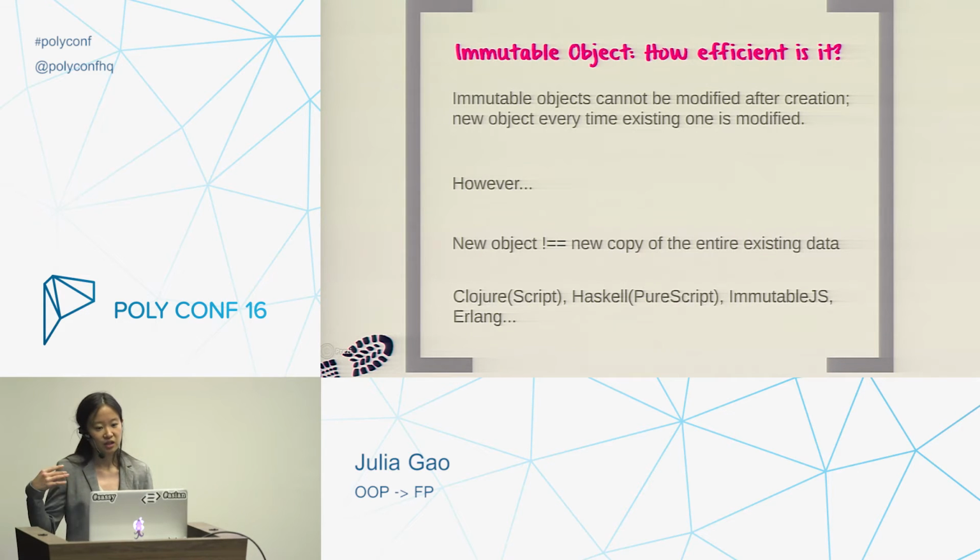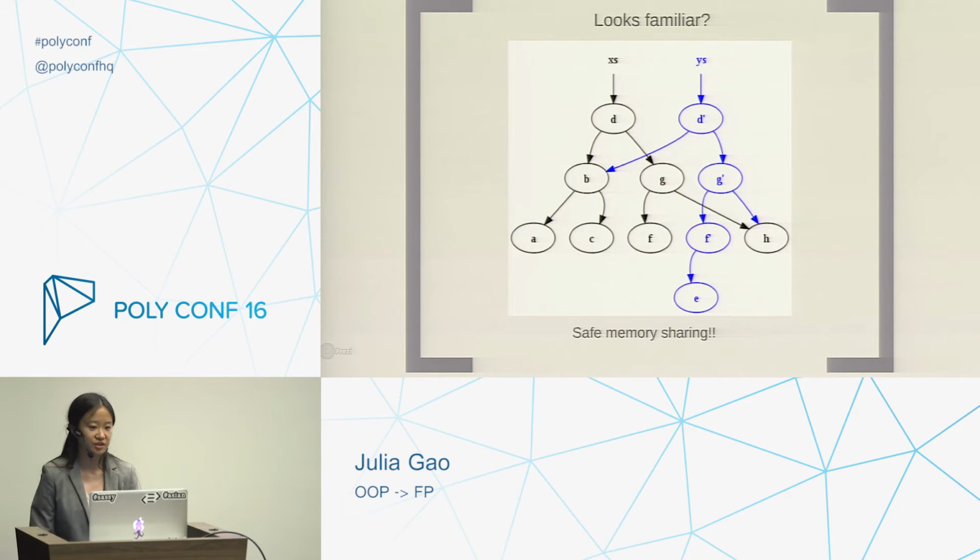We're not actually really creating a new object, or rather, a new object is not really the same as a new copy of the entire object of the old one. So a lot of these functional programming languages actually have built-in immutable data, and they actually use this concept of memory sharing, which looks pretty familiar from the React talk about how you should use shouldComponentUpdate. So this is a fairly similar graph.